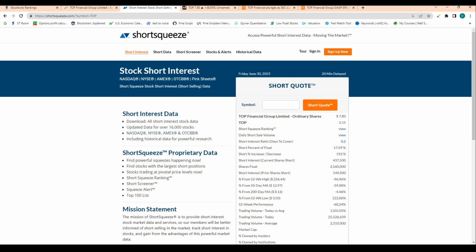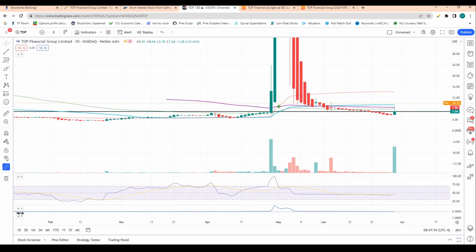Typically we look for a days to cover of 10 for a short squeeze, but we're not seeing that with the stock. So interesting there. No real short squeeze imminent for shares, in my opinion. But that doesn't mean shares couldn't go higher. So let's look at the chart here and try to make a prediction on shares.